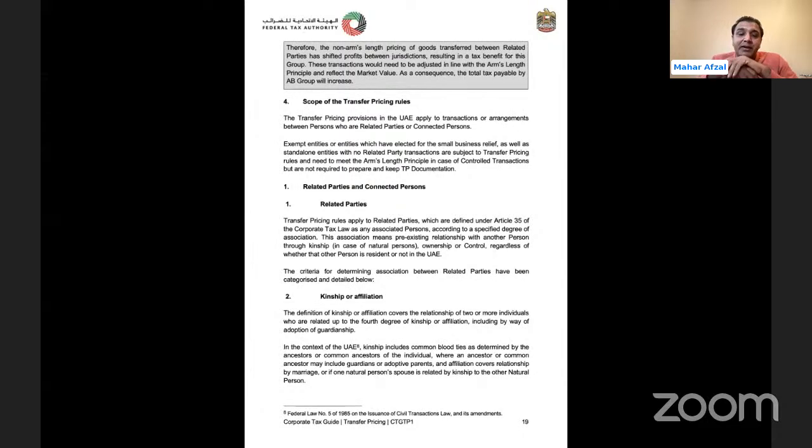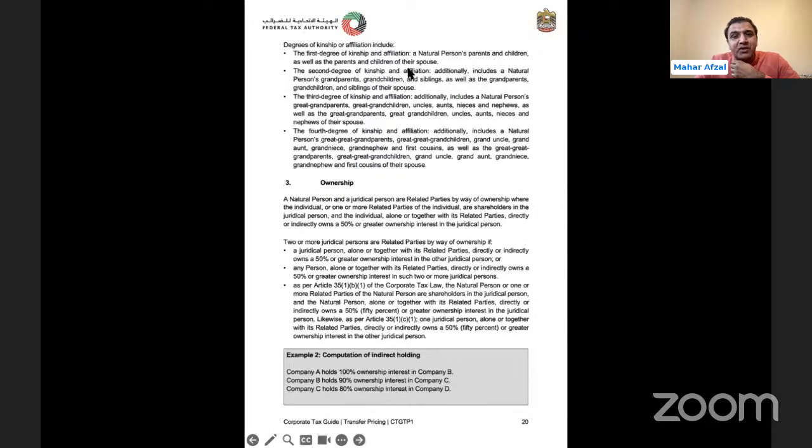This is related party. Then we discussed the 6 different types of related party. Out of these, one is fourth degree of kinship. They have defined kinship. They define kinship affiliation to cover the relationship between 2 or more individuals. Between siblings and parents is the first degree of kinship. Then with the uncle, second degree of kinship, between the cousins, third degree of kinship. Then there's the fourth degree of kinship. They have given an example for the fourth degree of kinship.